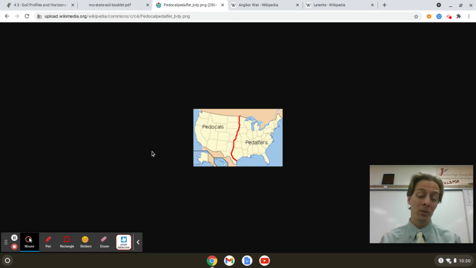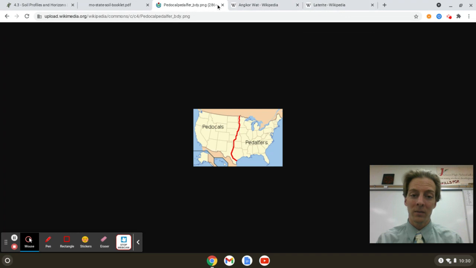Pedocal, it's the drier western U.S. It's more prairie, it's grasses and brush soil, right? Less clay, right? The chemical weathering is slower in these drier areas, so it's got lots of calcite built up in it. It's light gray, brown. Again, these are big categories. Got one more.